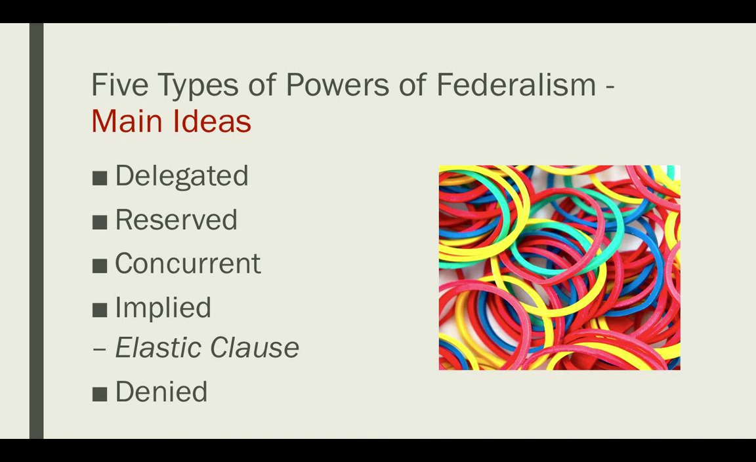Powers that fall into the delegated category, printing money. The federal government does that because it would be a mess if the 50 states all printed their own money. It would just be an absolute mess if you had to exchange your money every state you went to. So that's a federal power that's given to the federal government. Also, regulating interstate and foreign trade. So trade that's coming from other countries is regulated by the federal government.